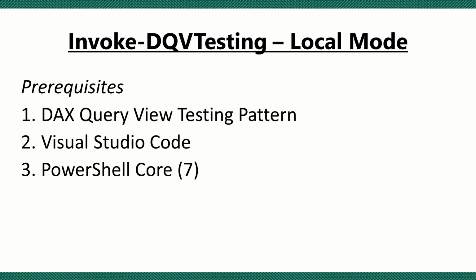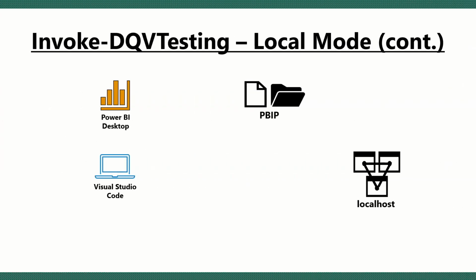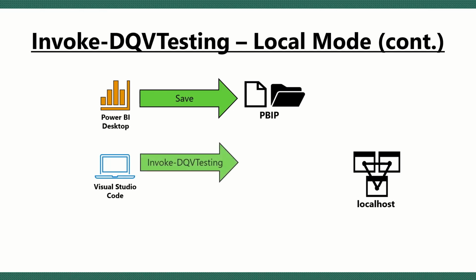Now, let's look at how testing works in local mode for the Invoke-DQVTesting module with a high-level diagram. Looking at this diagram, you'll see we save the Power BI file into the PBIP format. Then we'll use Visual Studio Code to install and run the PowerShell module Invoke-DQVTesting. When this runs, it will pull the DAX tests from the DAX query view, find the Power BI report open locally, and run the tests.